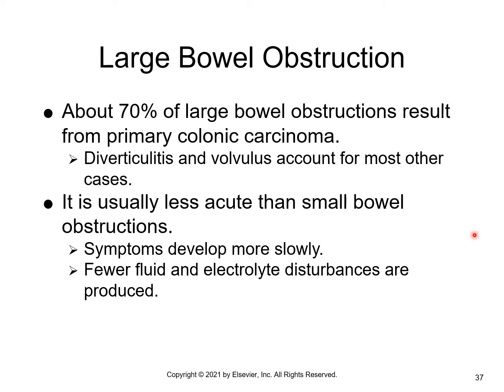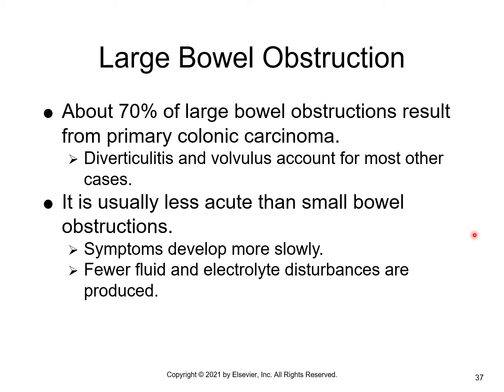Next, we're going to talk about our large bowel obstruction. And like I mentioned, those carcinomas can get so large in the large intestines that they can actually occlude it, causing an obstruction. So about 70% of our large bowel obstructions actually come from colon carcinoma. Now, diverticulitis and volvulus account for most other cases.